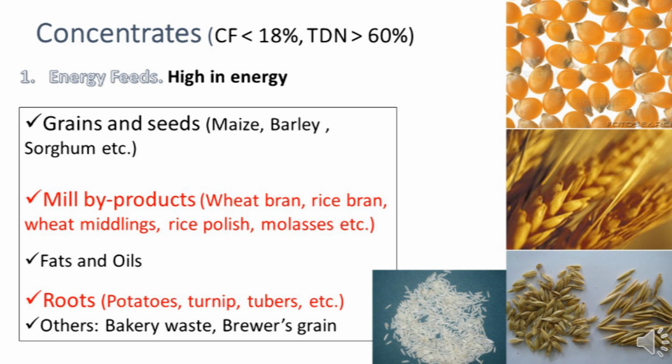Next are the root crops, particularly if we use potato, turnip, sugar beet, or other tubers. So these are the roots, and those can be used as a source of energy feed. Similarly, we can use bakery waste.